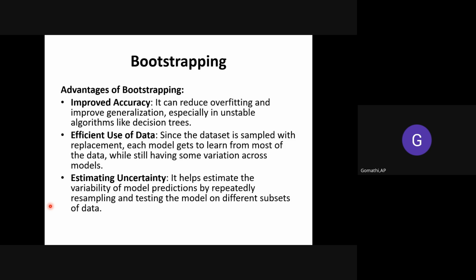Next one, efficient use of data. That means the data set will be used efficiently, because since the data set is sampled with replacement, each model gets to learn from most of the data while still having some variation across the models. And also we can estimate the uncertainty with the help of bootstrapping. It helps to estimate the variability of the model predictions by repeatedly resampling and testing the model on different subsets of data, because we use the concept of resampling with replacement and also repeat sampling. So by the method of repeat sampling, we can easily estimate the uncertainty value.